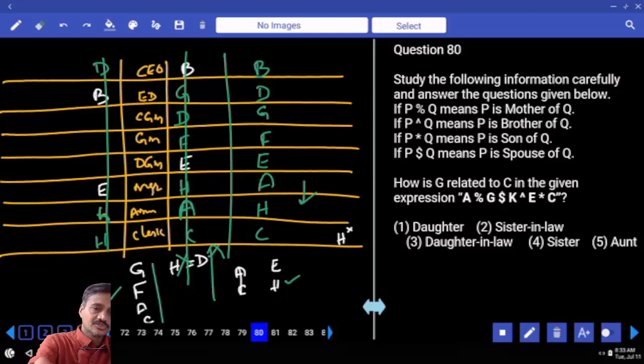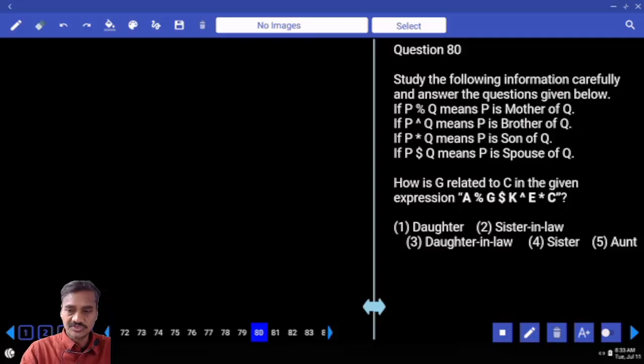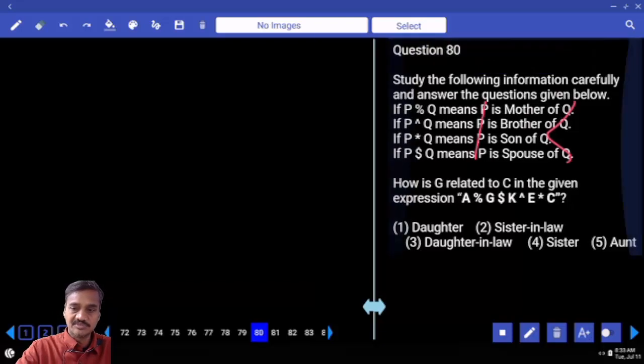And coming back to this one. Now in this one, first we need to check out whether the elements are in the same order or not.